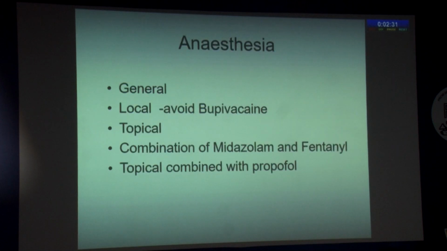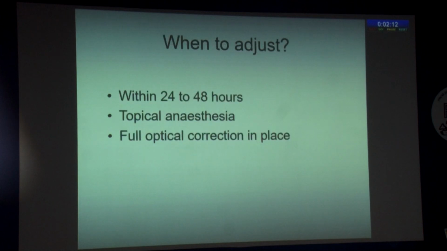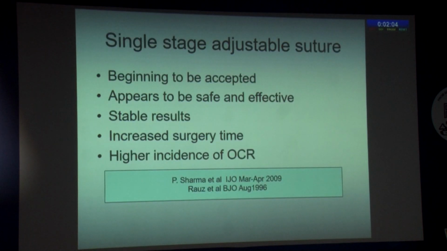Anesthesia can be general or local. Avoid bupivacaine because it has a longer anesthetic effect on the muscles, and it can be done under topical too. Sometimes in children or younger adults, you can use a combination of midazolam and fentanyl. And in children, sometimes you can combine a topical with propofol also. So when to adjust? Ideally within 24 hours under topical anesthesia with full optical correction in place.